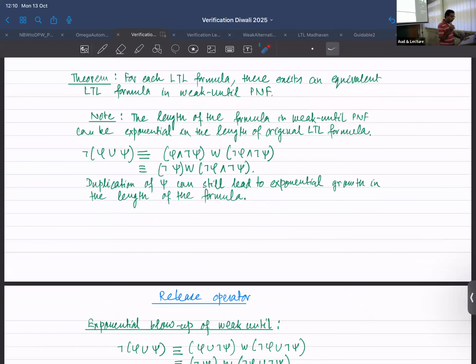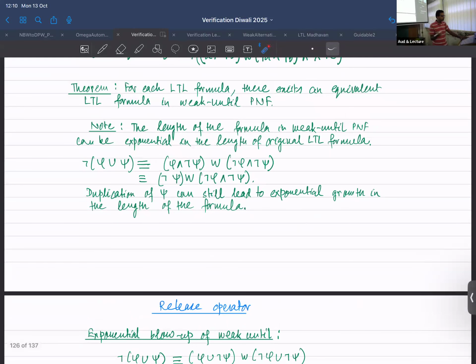Now, one thing here, maybe we should observe that when we are saying phi and not psi weak until not phi and not psi, this is equivalent to saying not psi weak until not phi and not psi. What are we saying? We are saying that it is not the case that phi until psi. So we are saying that psi should not hold.